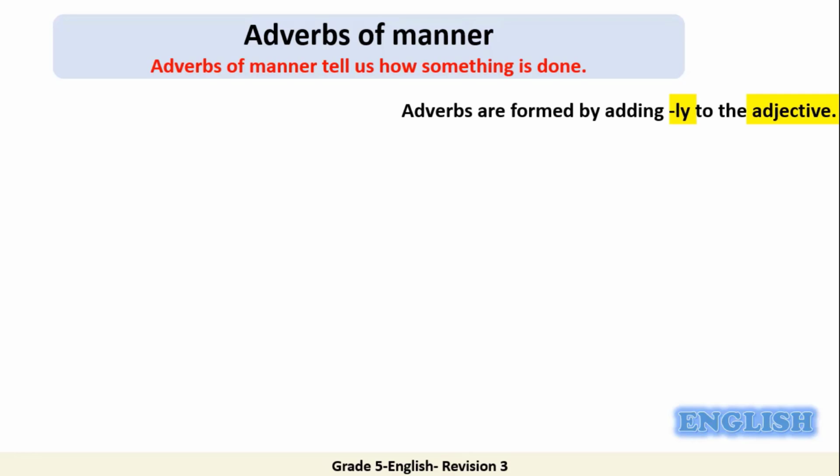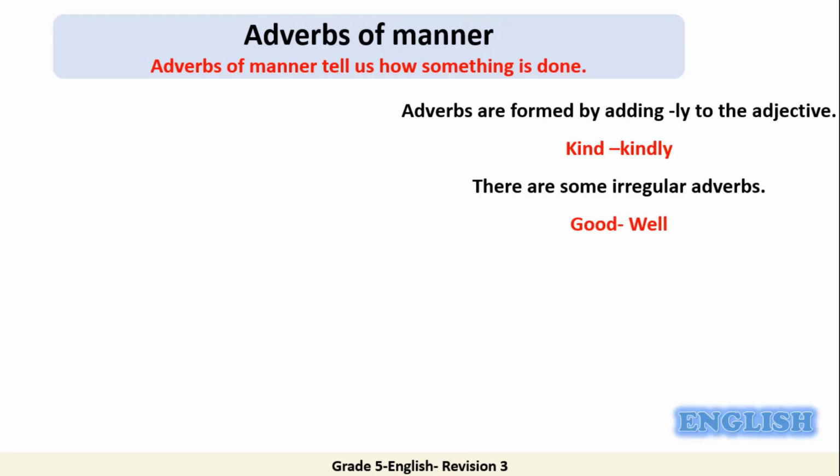Adverbs are formed by adding ly to the adjective. For example, the word kind will be kindly. There are some irregular adverbs. For example, the word good will be well. Some adjectives don't change. For example, the word fast will be fast, and the word hard will be hard.